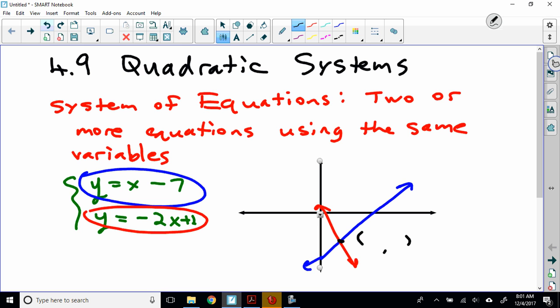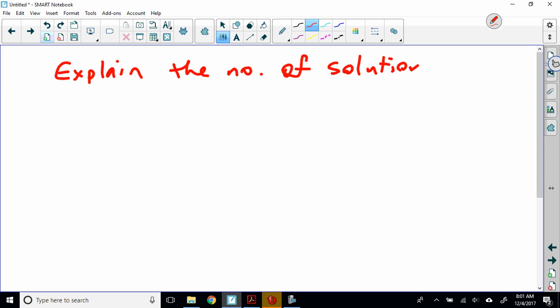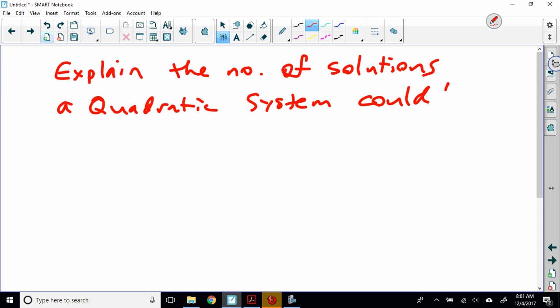So one question in here, this is a freebie. It's not that often that I give freebies out, but I have been in a generous mood lately. On your Chapter 4 test, here's one of the questions. Explain the number of solutions a quadratic system could have. Explain the number of solutions a quadratic system could have.